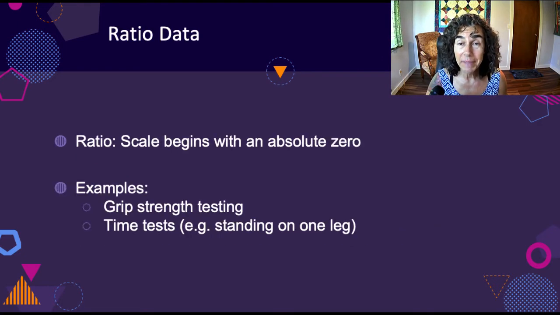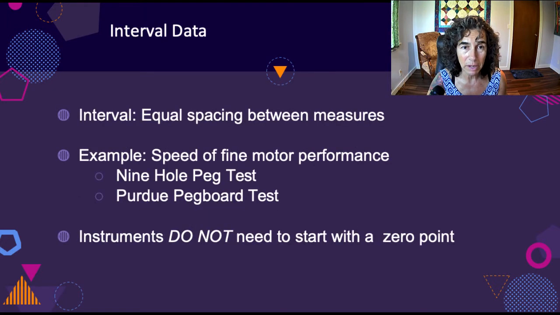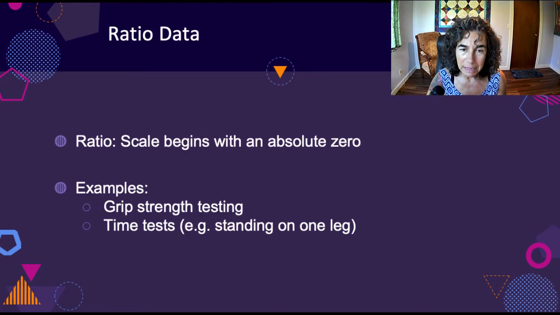Ratio data, in contrast, the scale begins with an absolute 0. And the example is a grip strength test or a time test. Now, I just said, how many seconds does it take to do the pegboard test, right? And that was our interval data. This is time or strength.